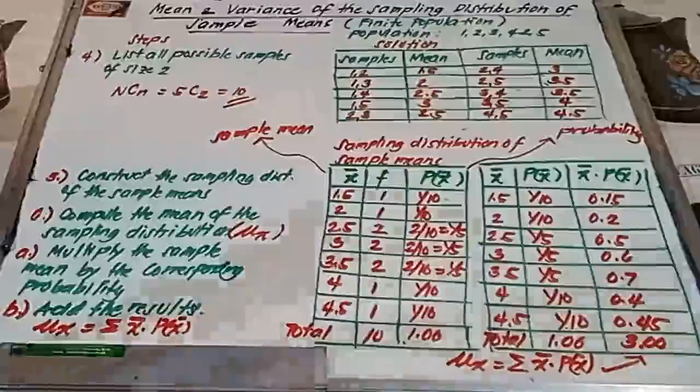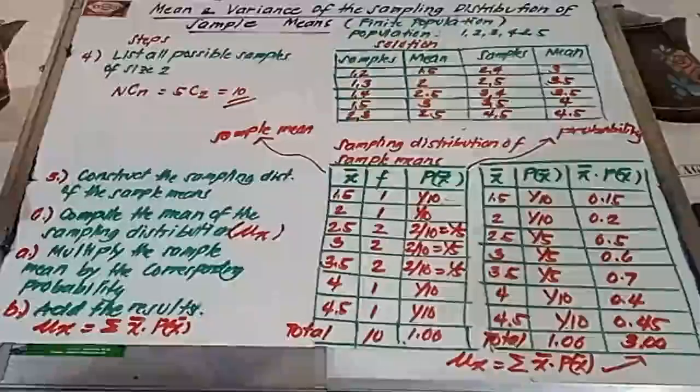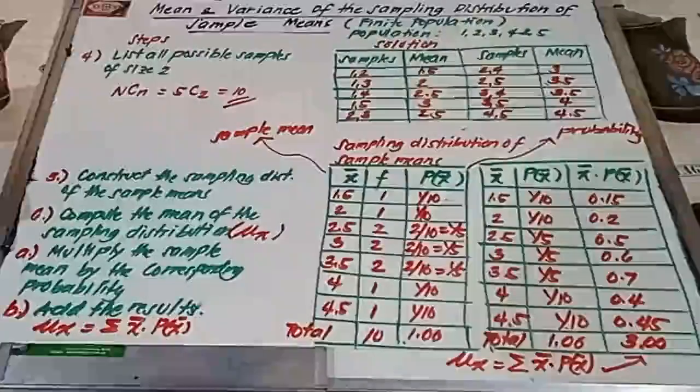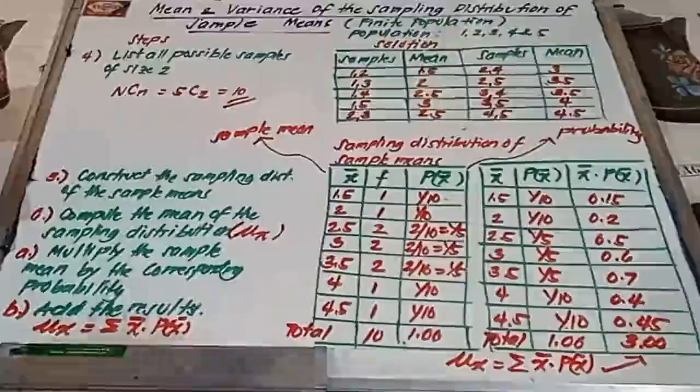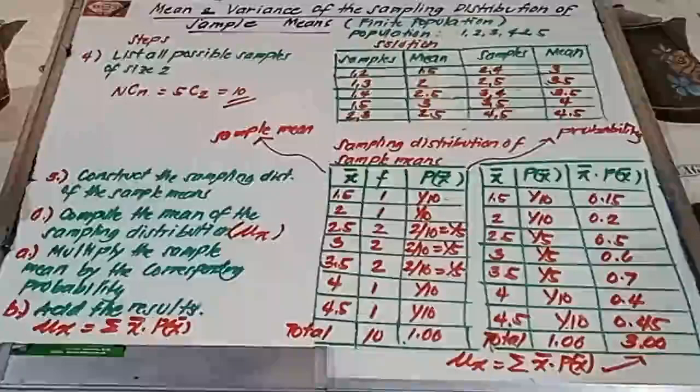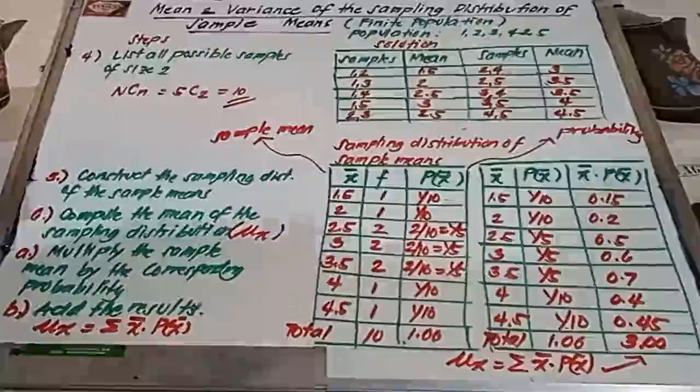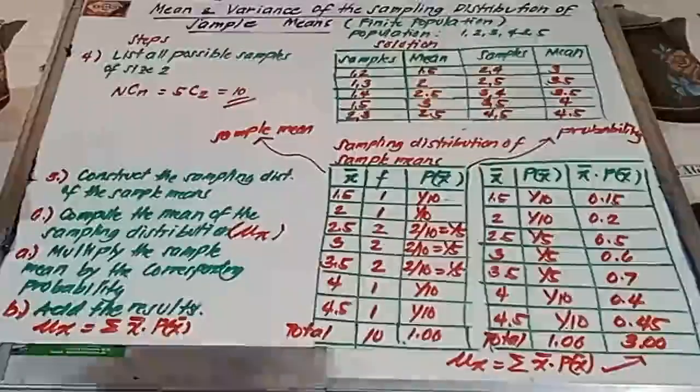And the last step, actually, we have the 7th and 8th step, that is the steps on how we're going to compute the variance of the sampling distribution of sample means. And the last step is we're going to construct the histogram of the sampling distribution of sample means.